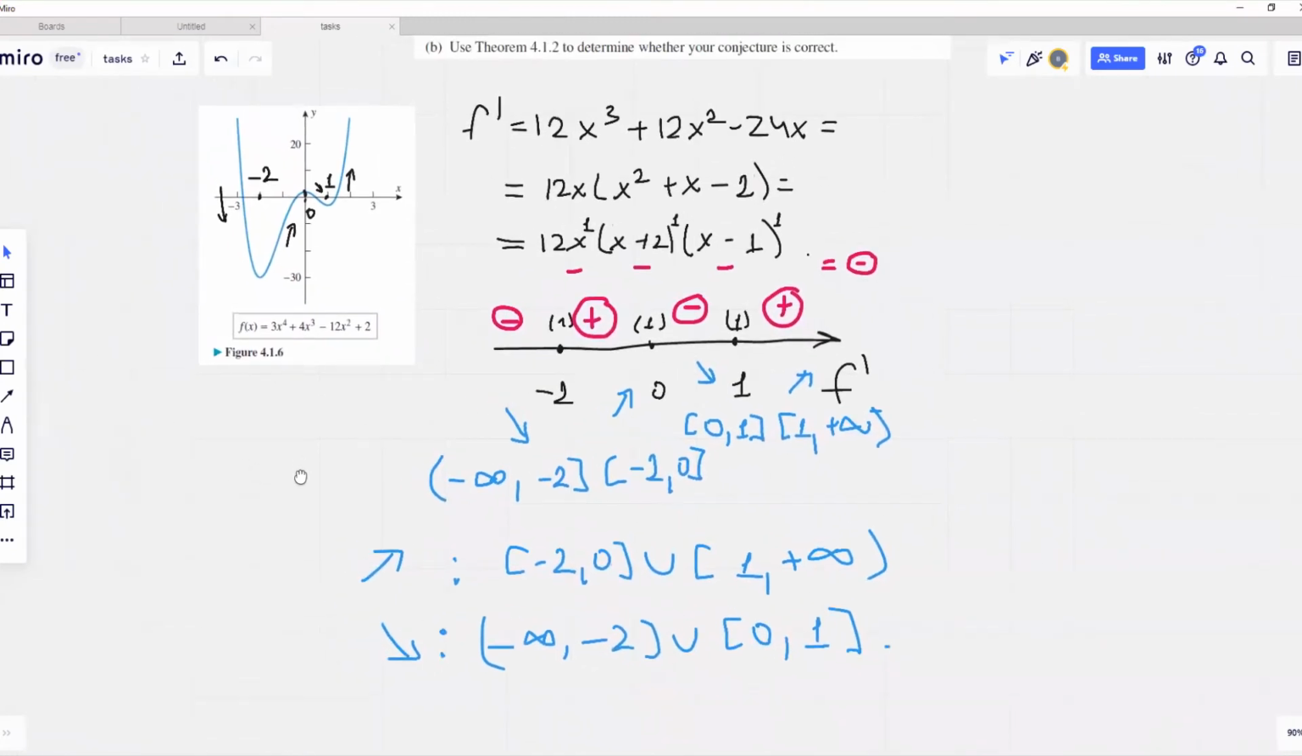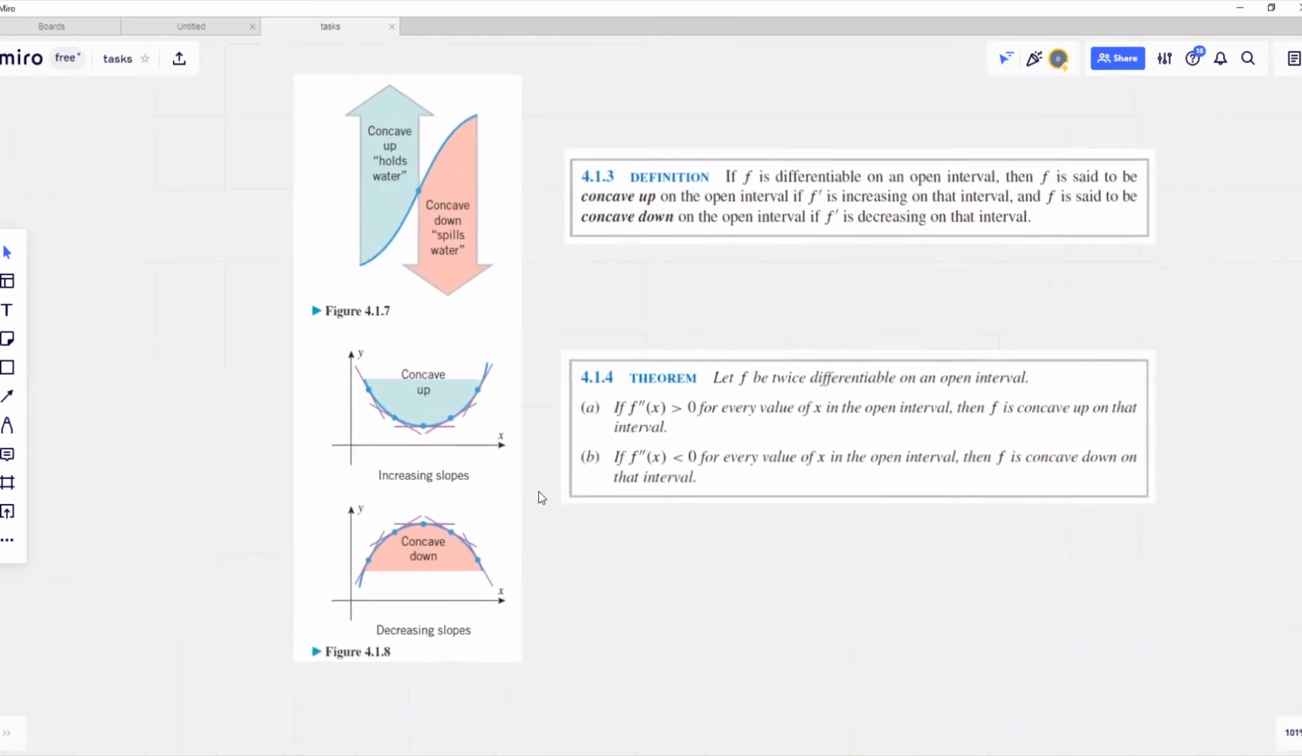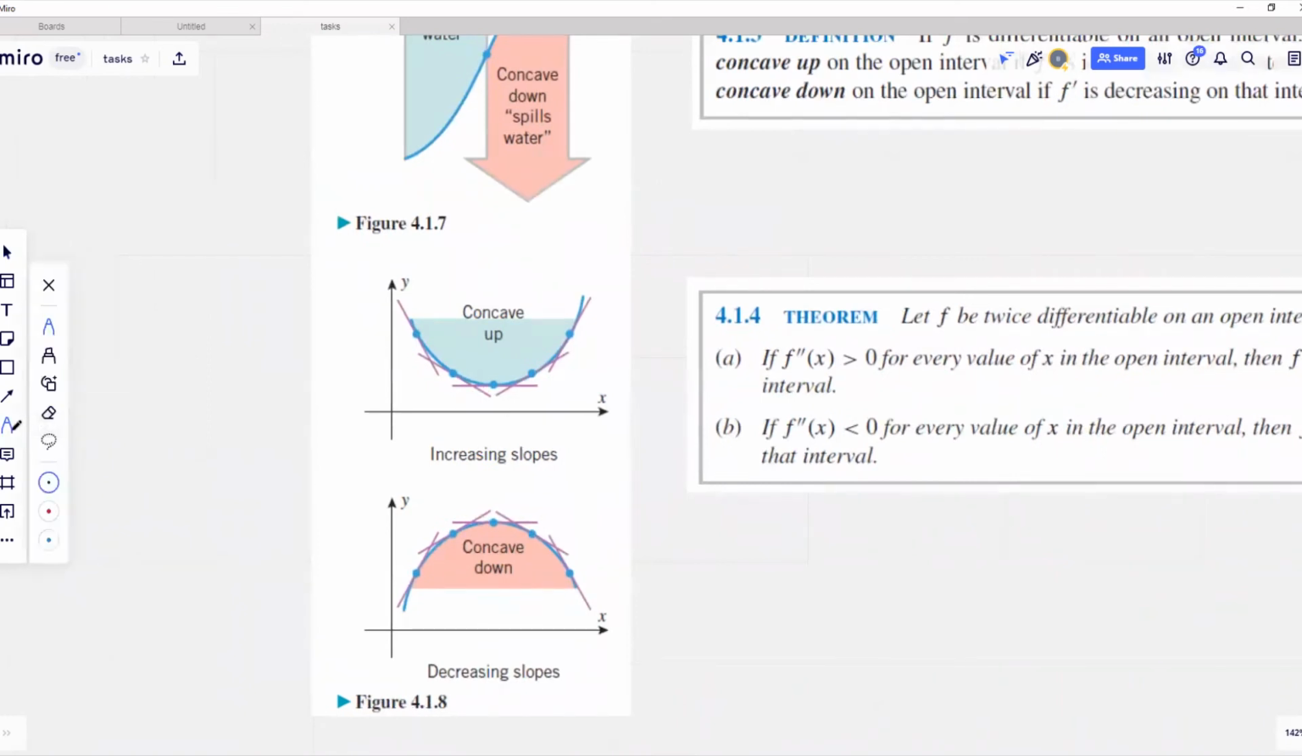Now let's study concavity of functions. Using first derivatives, we were able to derive intervals where our functions are increasing or decreasing. Now, using second derivatives, we can find the curvature of our function. So basically, looking at the sign of second derivative, we can find the intervals where our functions are concave up or concave down. So first, let's take a look at the following two graphs, and let's give definition for concave up and concave down functions.